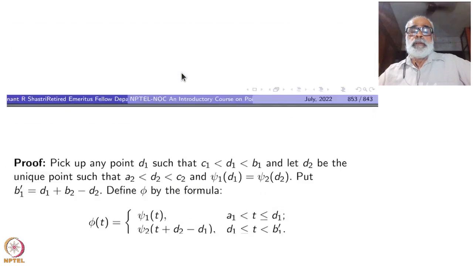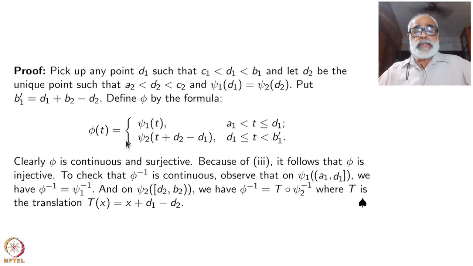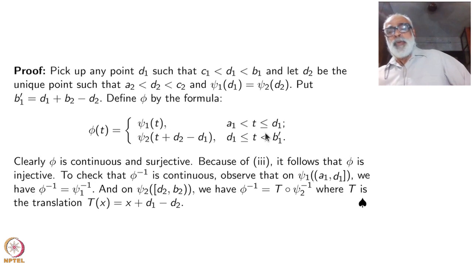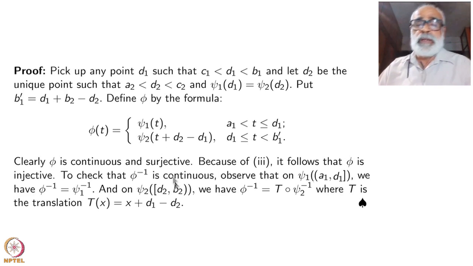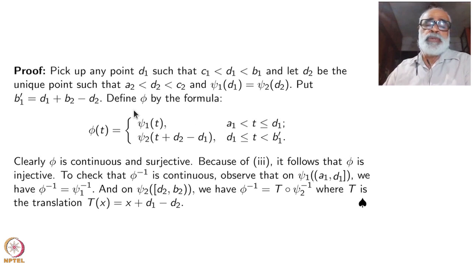What happens is, it's very easy: this function becomes injective. If two points are in this interval, psi 1 will take care of injectivity. If they are in this interval, psi 2 will take care of it. The problem is, suppose you have a point here and a point here, then you have two different formulas. Why are they not equal? They are equal only when it is D1, the endpoint. For that, you have to use that it is order preserving. Suppose t is in this interval and s is in this interval, and phi of t equals phi of s, which just means psi 1 of t equals psi 2 of s. Using that order preserving property, you can easily prove that this is injective.